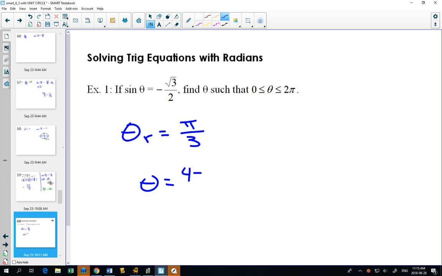You would have 4 pi over 3. In quadrant 4, you would have 5 pi over 3. You've just solved it between 0 and 2 pi. 0 and 2 pi means once around the circle. We're done without a calculator. That fast. Yay.